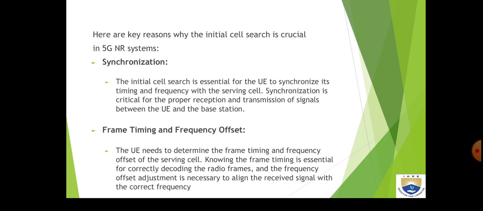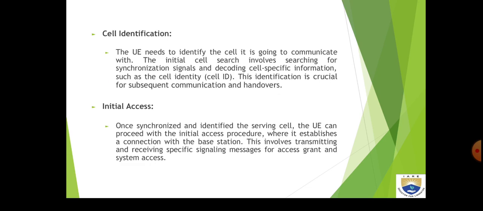Synchronization. The initial cell search is essential for the UE to synchronize its timing and frequency with the serving cell. Synchronization is critical for the proper reception and transmission of signals between the UE and the base station. Frame timing and frequency offset. The UE needs to determine the frame timing and frequency offset of the serving cell. Knowing the frame timing is essential for correctly decoding the radio frames, and the frequency offset adjustment is necessary to align the received signal with the correct frequency.